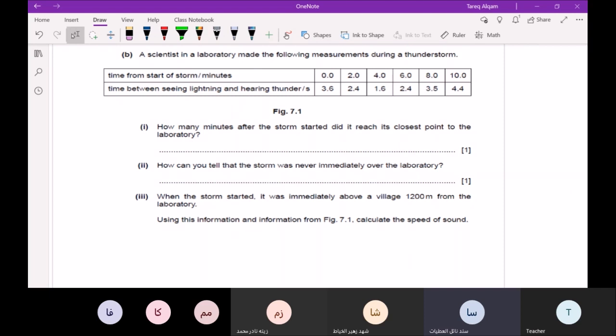It will be 4 seconds. Yes. How did you deduce that? Because it's the least time in between seeing lightning and thunder. Perfect. It's the least time. So definitely.